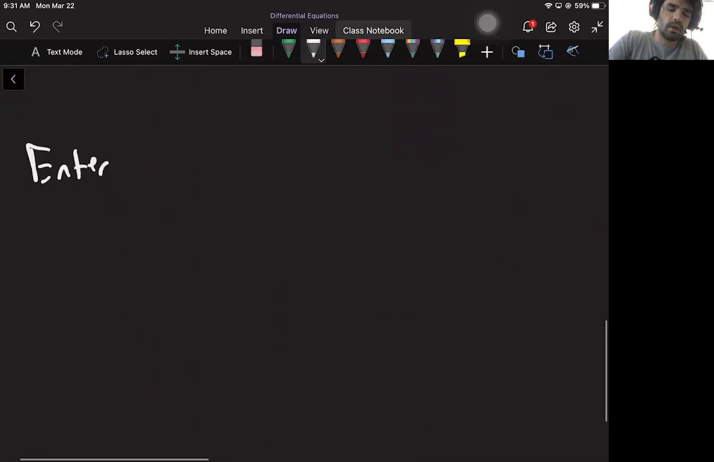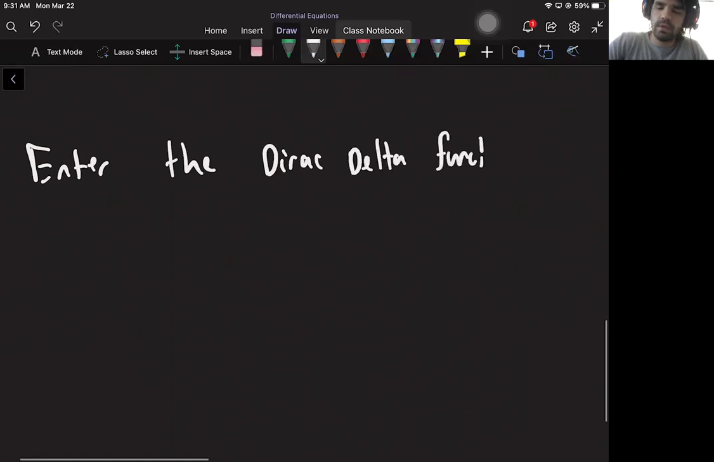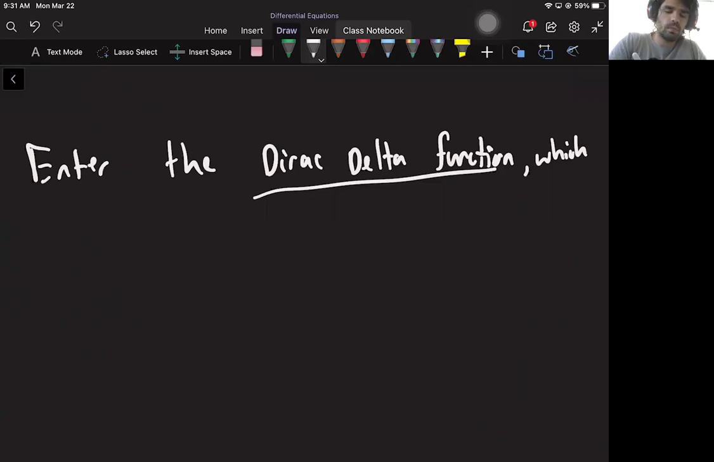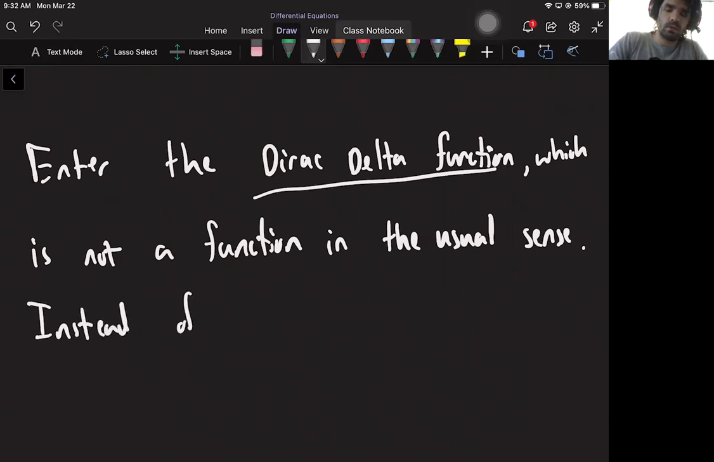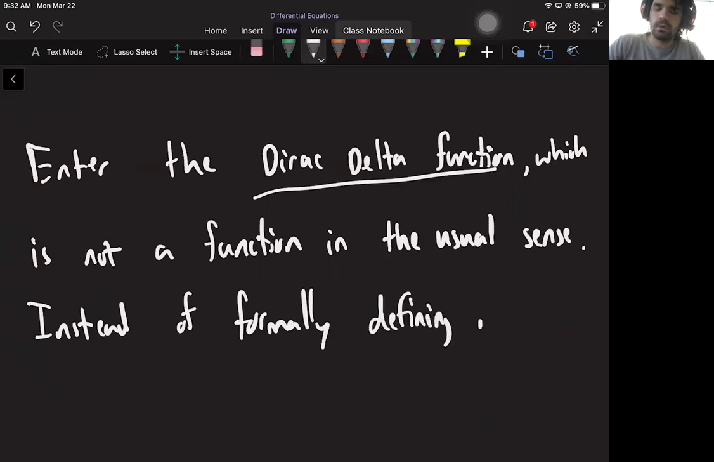So this is where the Dirac delta function enters. Okay, the title of the lecture today. So it's not actually a function, so I don't know why everyone calls it a function. I guess it's something called a generalized function, which we're not going to learn. But we're just going to sort of pretend it's a function and try to deal with that. So it's not actually a function in the usual sense. And so instead of defining it formally, which is a bit tougher to do, instead of doing that, we'll just list some properties that are good about it.